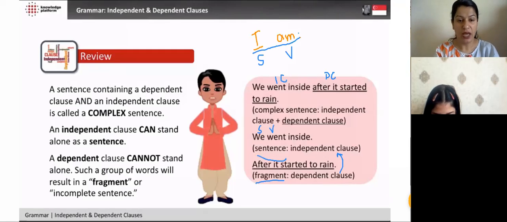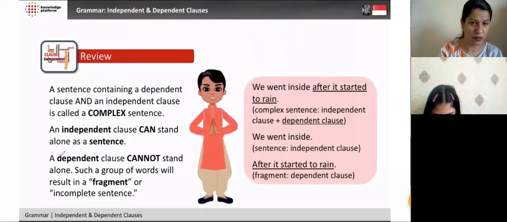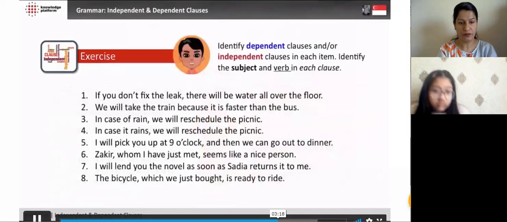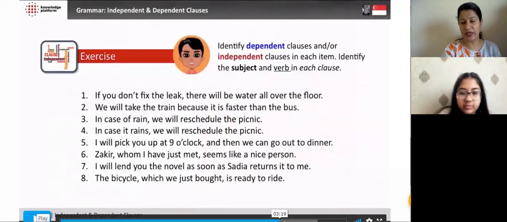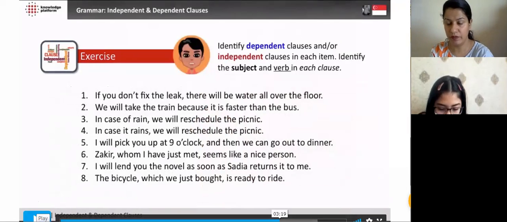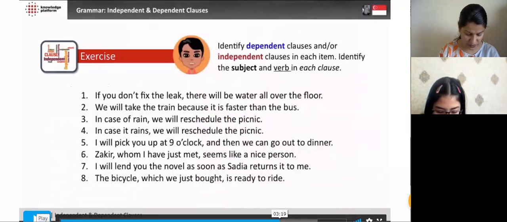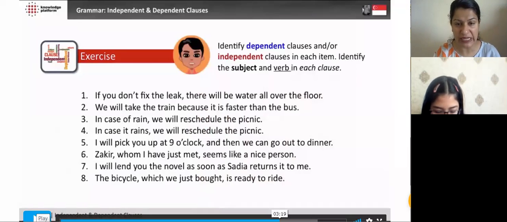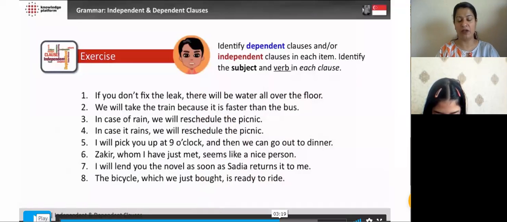Okay, चलें जी. We will complete the exercise now. ओह एनोटेशन तो पहले बंद करिए मैम. Identify. अच्छा, over here. अच्छा, I will call out your names. Tell me कि independent clause कौन सा है और dependent clause कौन सा है. Ahmed, would you like to do the first one? If you don't fix the leak, there will be water all over the floor. Independent clause कौन सा और dependent clause कौन सा है?